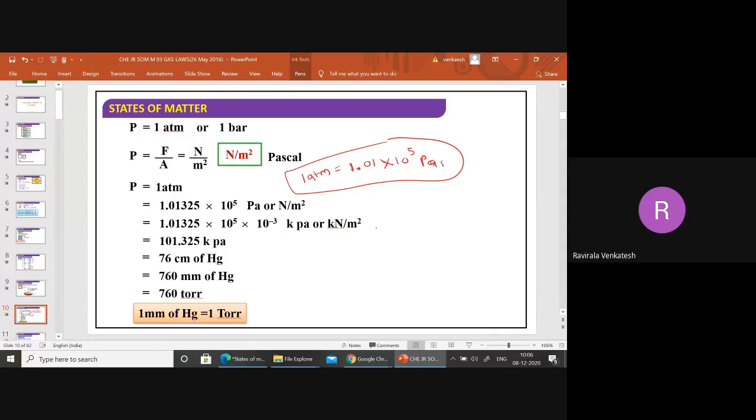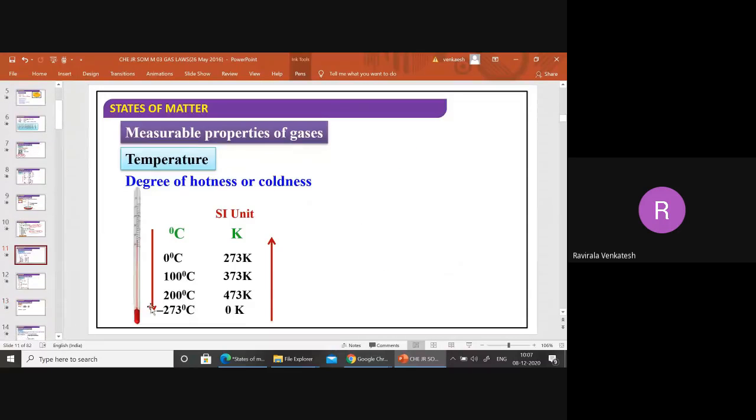This we can also write as 100 kilopascals, because kilo is equal to 10 to the power of 3. So you can also write it like this. Or 1 atmosphere is equal to 760. This is very, very important for us. 1 atm is equal to 760 mm pressure in terms of mercury. This is very important. 1 atm is equal to 760 mm pressure actually. Isn't it?